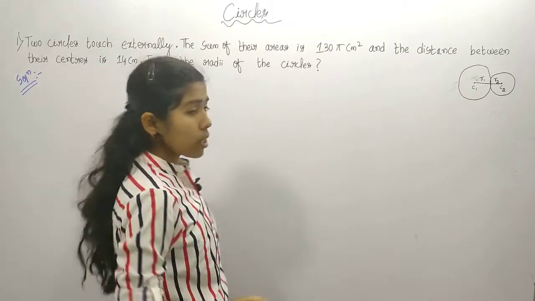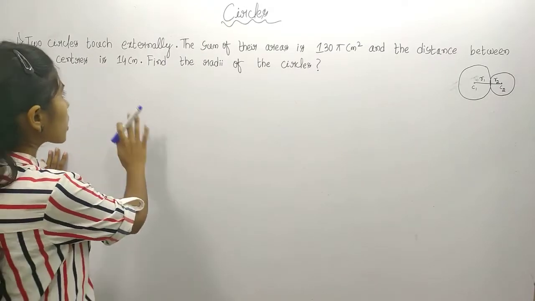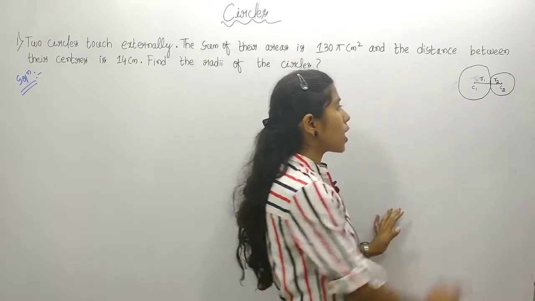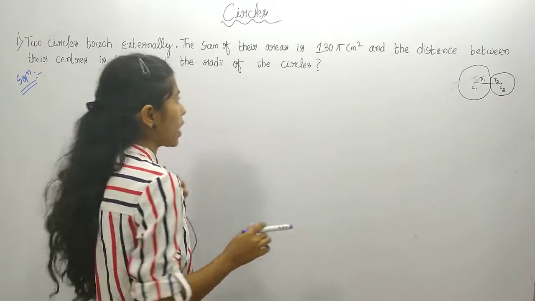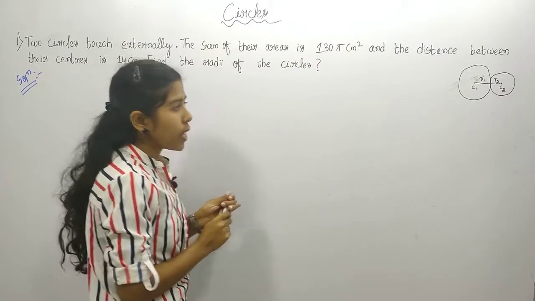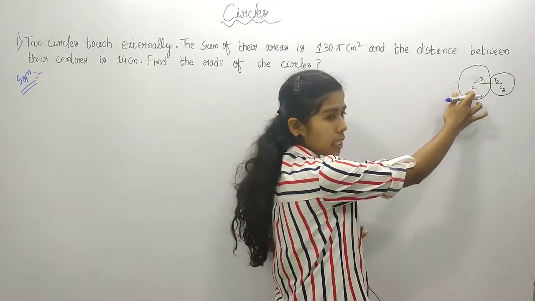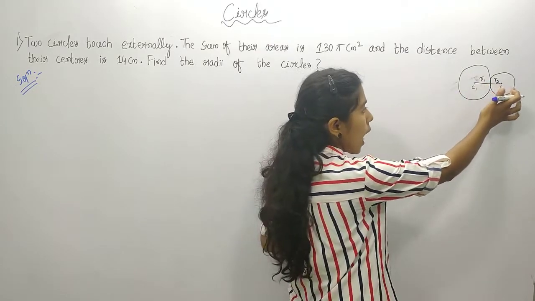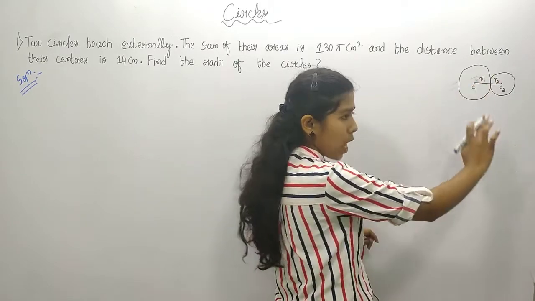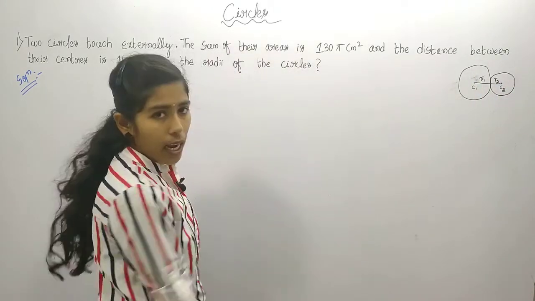So you see, this is the question. What is the question here? Two circles touch externally. Here you can see two circles touching each other externally. Then the sum of their areas. This is C1, the center of one circle, and the other circle's center is C2. Its radius is R1 and the other's radius is R2.